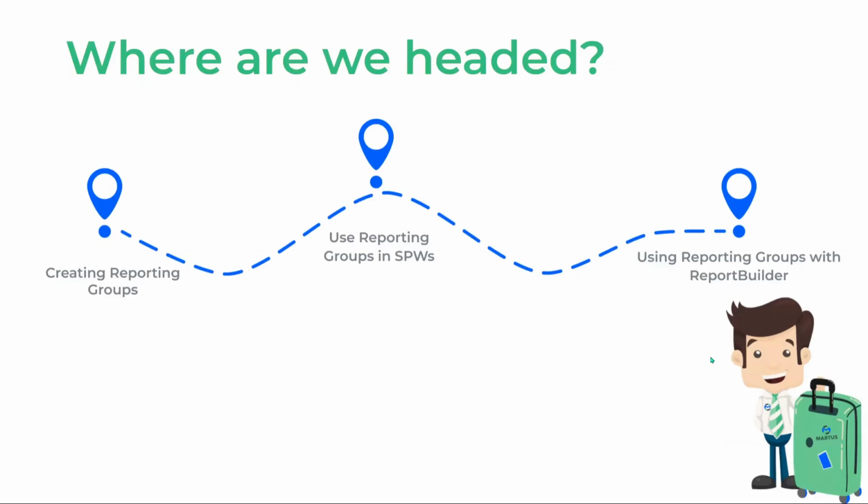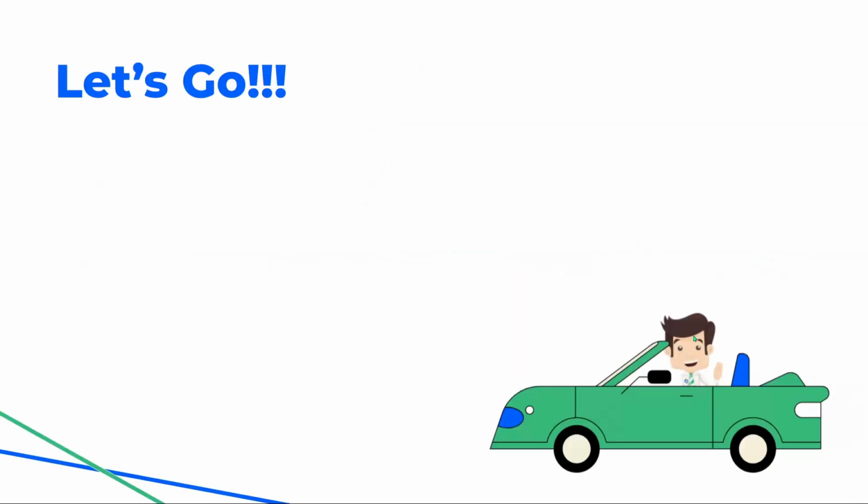So where are we headed? We're going to create reporting groups. We're going to use those reporting groups in special purpose worksheets, and then we are going to use those reporting groups with our report builder. So let's head into Martus, and as I'm switching my screen, we're going to talk about what a reporting group is and when we would use one.